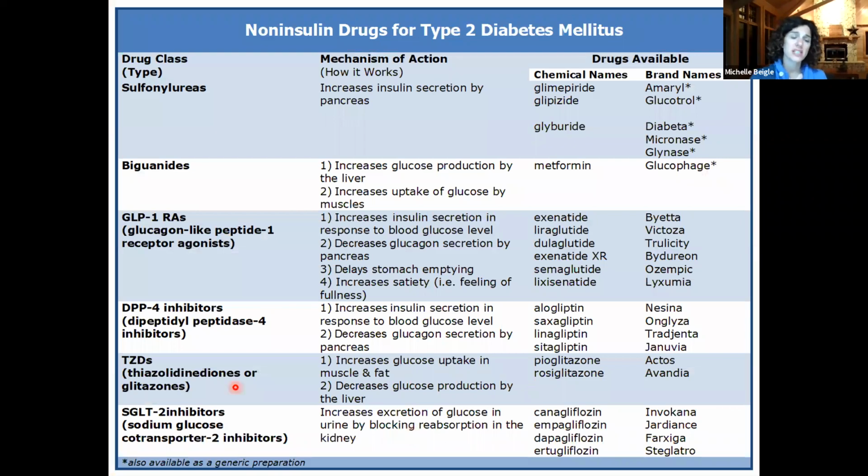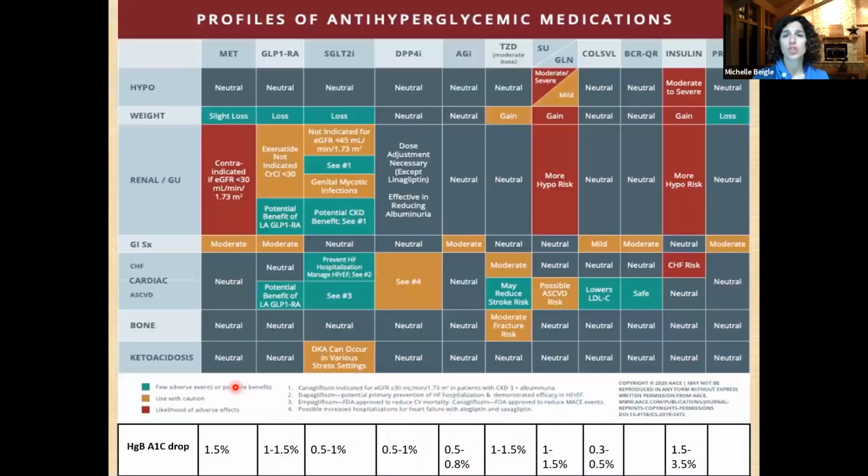Back towards the bottom, a TZD, that is medications like Actos and Avandia. That really is the only true insulin sensitizer. So why don't we use this one more often? Let me come over here and show you. So here's the TZD. It actually can contribute to some weight gain, not a very favorable side effect.